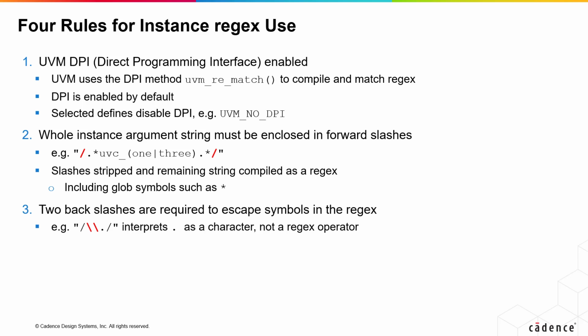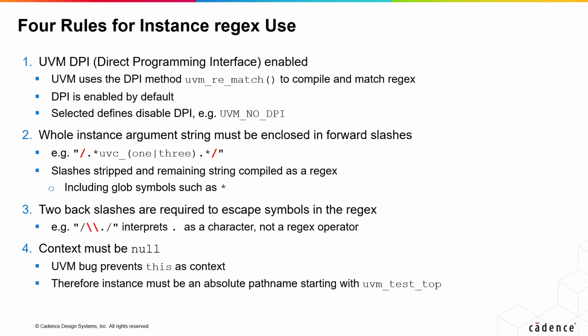Thirdly, you can escape symbols so they are treated as characters rather than regex operators. You must use double backslashes before the symbol. 1 slash will not work. Effectively, you have to escape the escape character. So backslash dot is interpreted as a dot character, i.e. the hierarchical separator in a UVM path name.